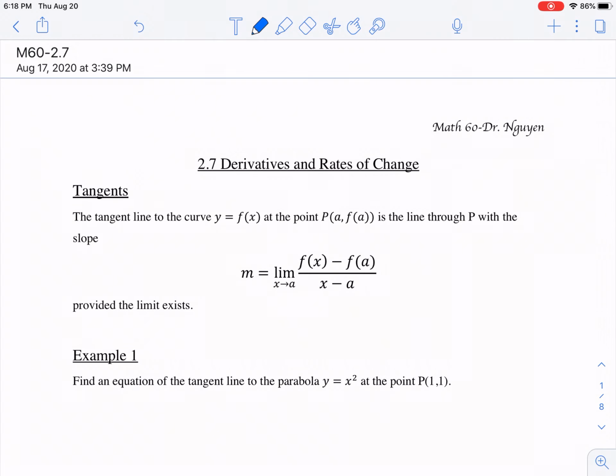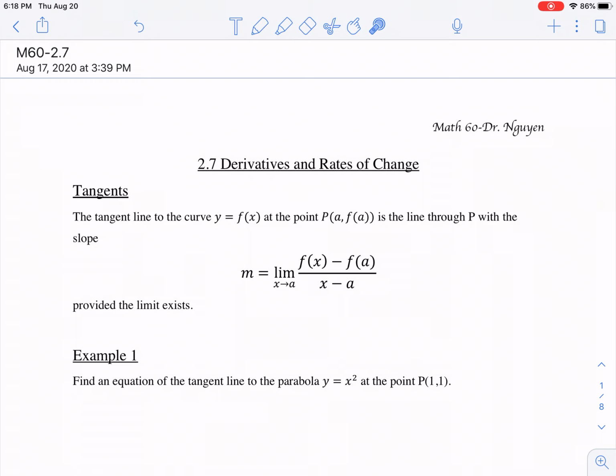This section is about the derivative. You will see that in calculus, the derivative is very important. The tangent line to the curve, we introduced a tangent line in section 2.1. However, this time we have a better tool to find the slope. So as you can see right here, the slope is defined as the limit.